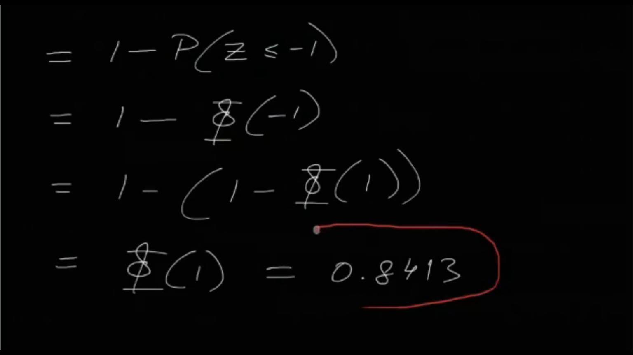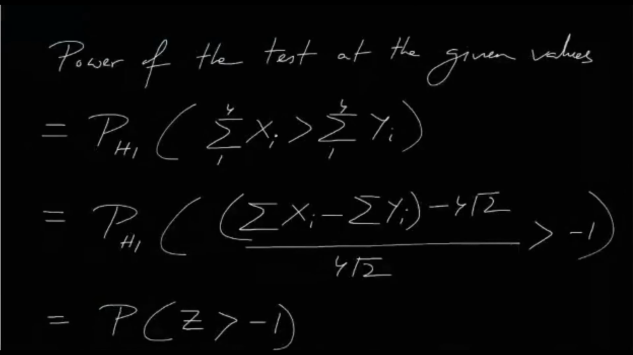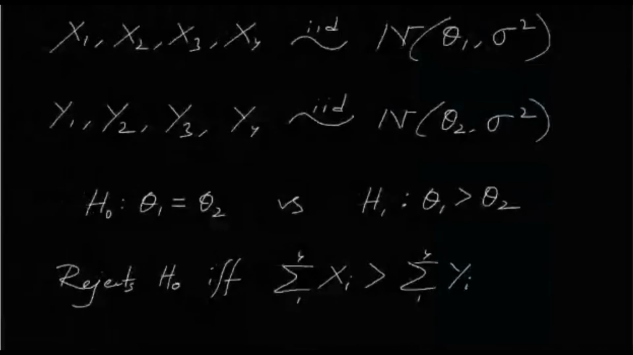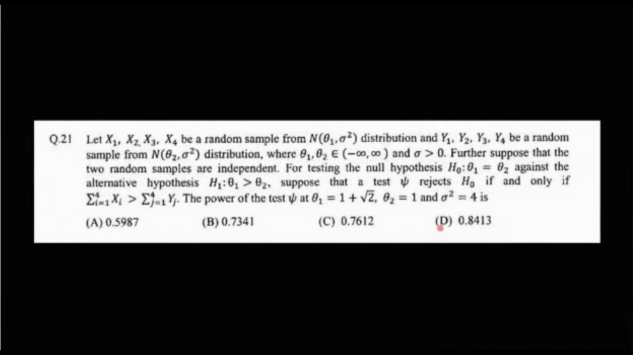It's given in the question paper, so not a problem with that. So the answer is 0.8413. Very easy. So option D is the answer. Very easy problem, right? You just have to know the definition of the power of the test and how to calculate the power of the test. That's it. So there you have it, the solution to this problem.